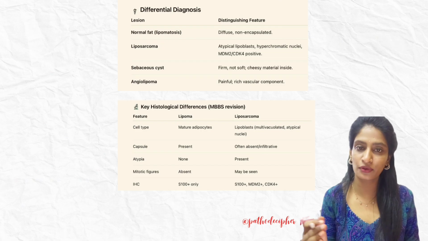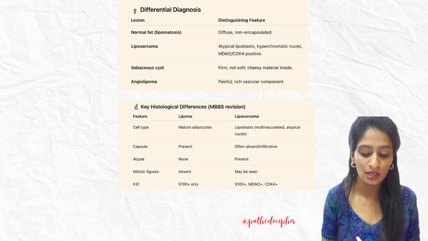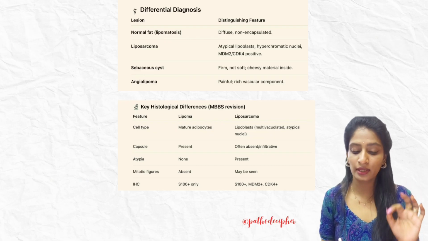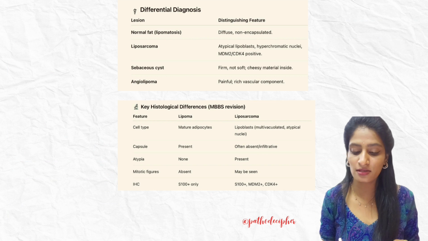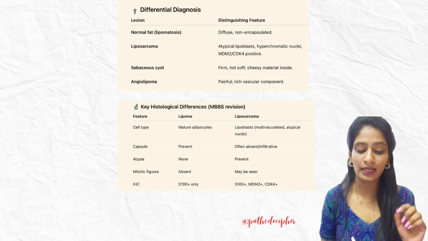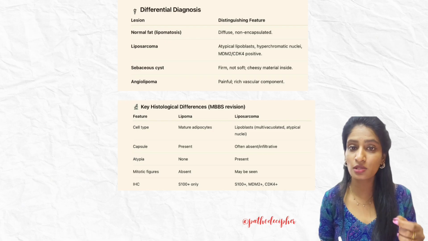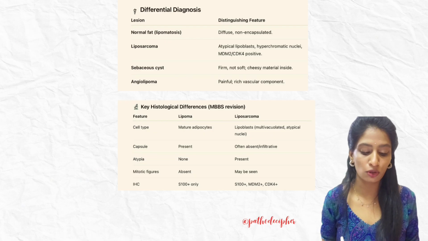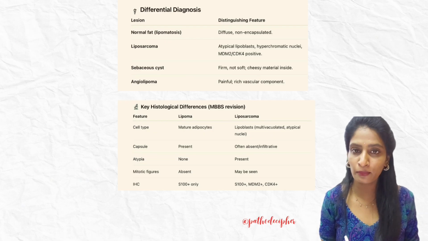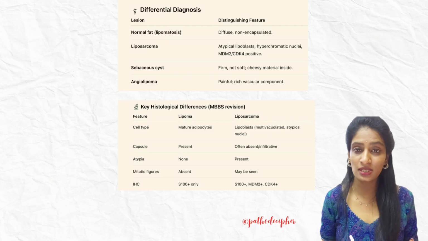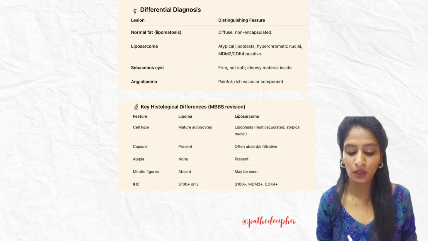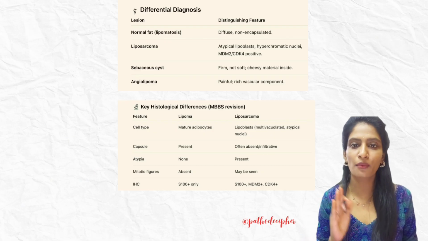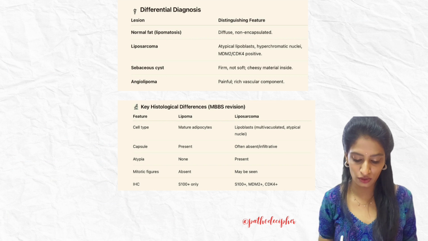Coming to key histological features, the differentiation between lipoma and liposarcoma. In lipoma, you will see mature adipocytes, whereas in liposarcoma, you will see lipoblasts, which have a multivacuolated appearance in the cytoplasm and atypical nuclei. The capsule will be present in lipoma, and it will be infiltrative in liposarcoma. Atypia is not present in lipoma, but present in liposarcoma. Mitotic figures are absent in lipoma, present in liposarcoma. And IHC-wise, only S100 will be positive in lipoma, whereas S100, MDM2 and CDK4 will all be positive in liposarcoma, which is a key histological difference between these two.